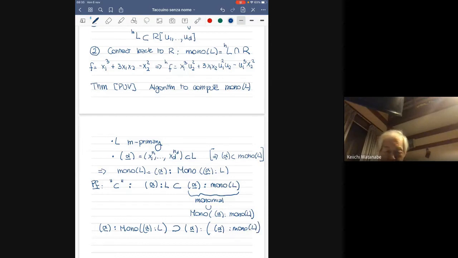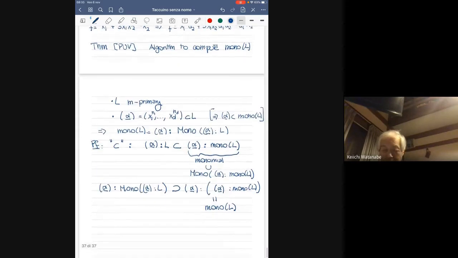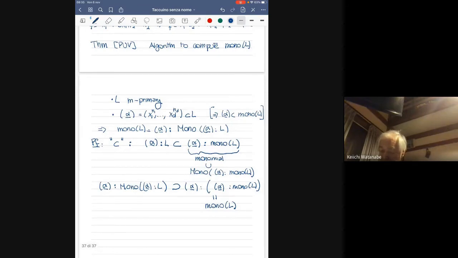And now I use what I told you before, that alpha is contained in the mono, because of this it becomes simply the mono of L. And I'm done. So now we have proved one of the inclusions. The other follows more or less the same way. You use the same ideas.